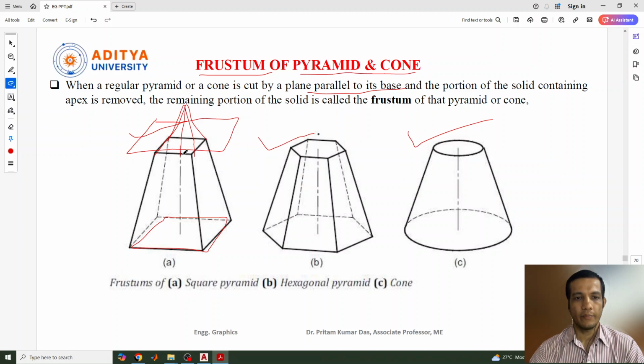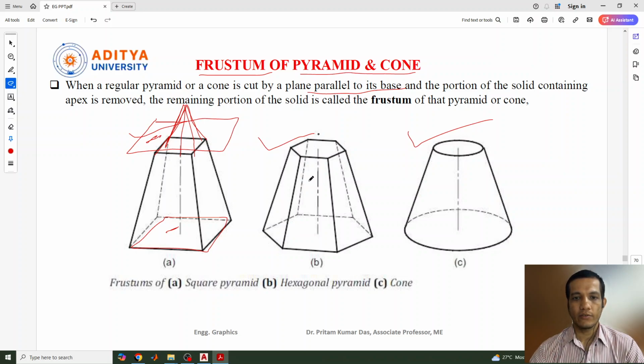Now see, this is the pyramid shape, not conical. Now if I cut this object by an external plane which is parallel to the base, then I'll get the frustum here. That means the top part of the frustum will be similar to the base, like a square. If the base is a square, the top will also be a square, but small in size. Similarly, the hexagonal pyramid.